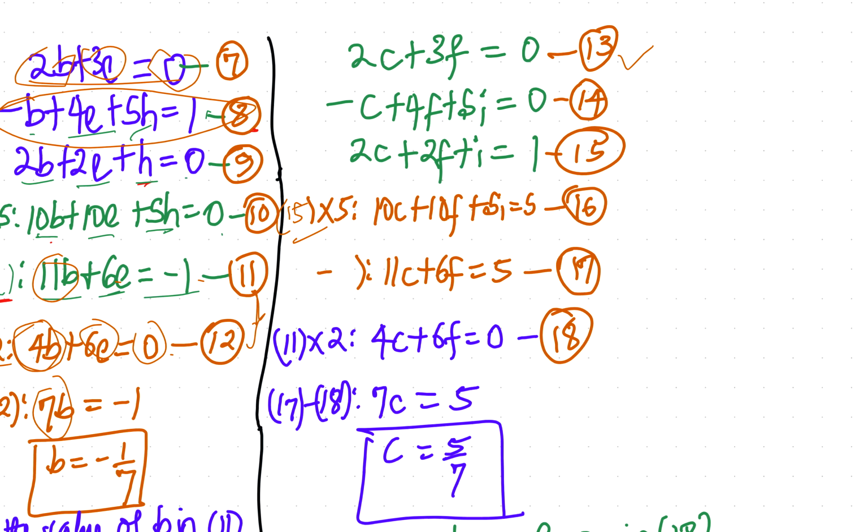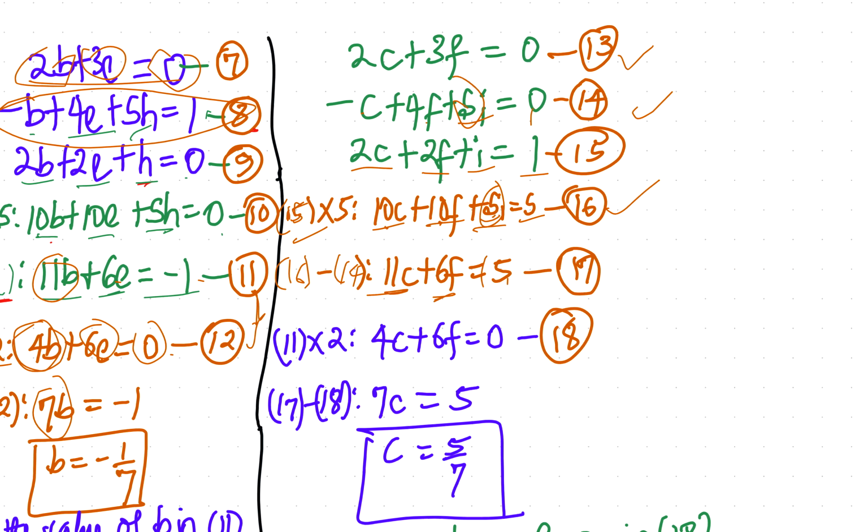So 5 times 2c, that's 10c. 5 times 2f, 10f. 5 times i, that's 5i. 5 times 1 is 5. And then the next thing that is happening is equation 16 minus 14. So that's this minus this. So that's 10c minus c, that's 11c. 10f minus 4f, that's 6f. 5i minus 5i, 0. So 5 minus 0 is also 5. So we can move on from there.